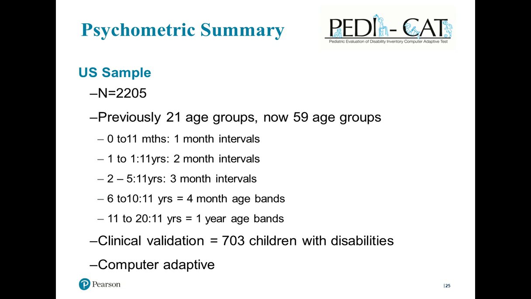So we'll see from 0 to 11 months, 1 month intervals of normative data. From 1 year to 1 year 11 months is 2 month intervals. From 2 to 5 years 11 months is 3 month intervals. 6 to 10 years 11 months, 4 month intervals, and then 11 to 20 years 11 months is 1 year age bands or intervals. So it grades the months or the years depending on the developmental stages of the individuals.